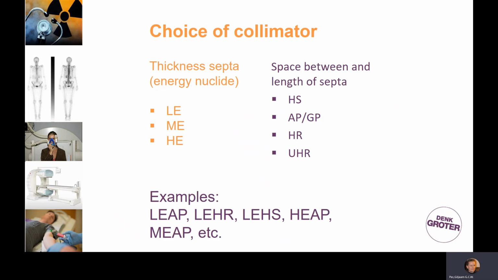And you can combine those letters and you get a low energy all-purpose collimator, a low energy high resolution collimator, low energy high sensitivity, etc.